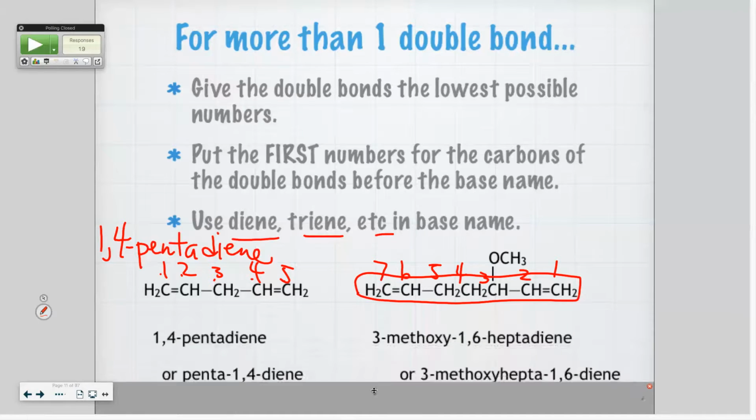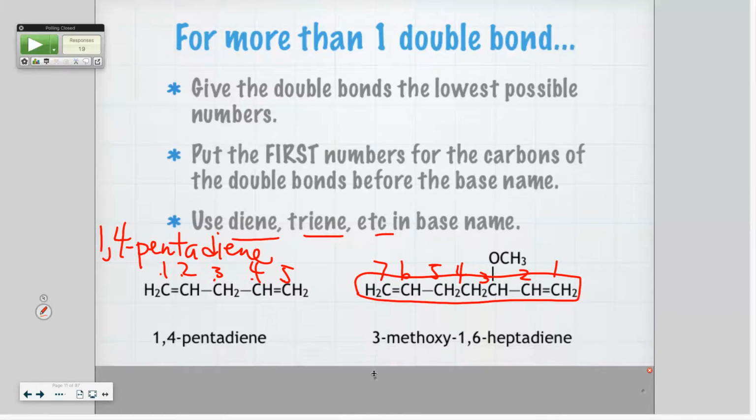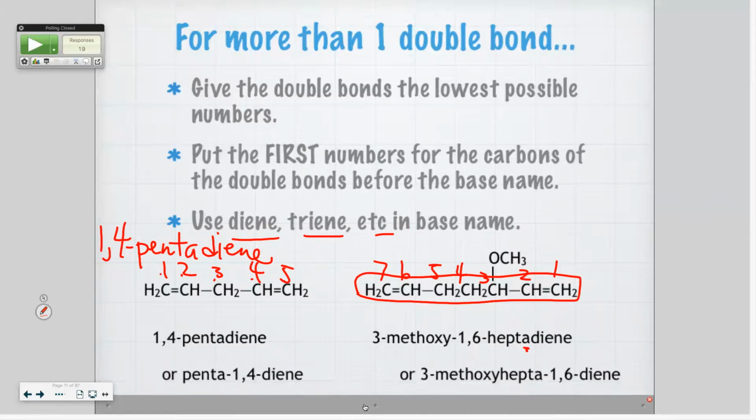1,6-heptadiene. Okay, so here they are, the old way, and notice they put that A in there again. This is how you do it the newer way, and I haven't seen any preference for the new way, by the way. Notice they go penta-1,4-diene. And that other one is 3-methoxy-hepta-1,6-diene. So it's just whether you want to put your numbers in the middle of your base name or at the front. Just don't do both.